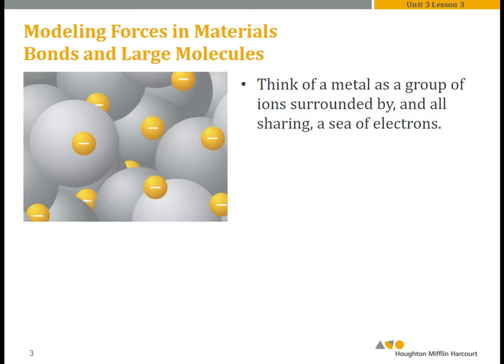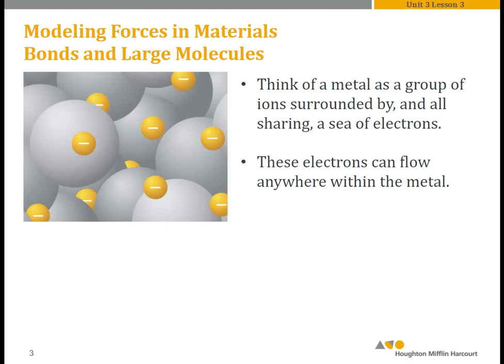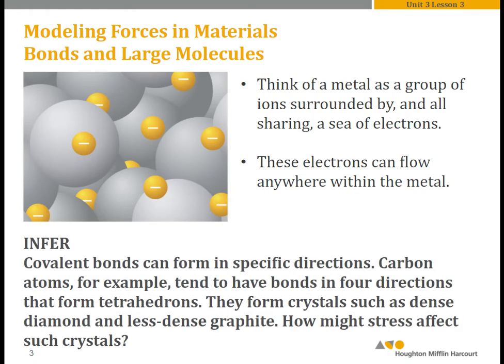Think of a metal. Metallic bonds are something you might not have covered much in chemistry. In a metal, you have a bunch of metal ions, that's the nuclei and some of the inner electrons, surrounded by and sharing a sea of electrons. So the outer electrons of the metal ions can move freely throughout the structure. And since they can flow anywhere in the metal, that leads to some of the macroscopic properties of metals: the fact that they can conduct electricity, for example, and the fact that they can conduct heat.